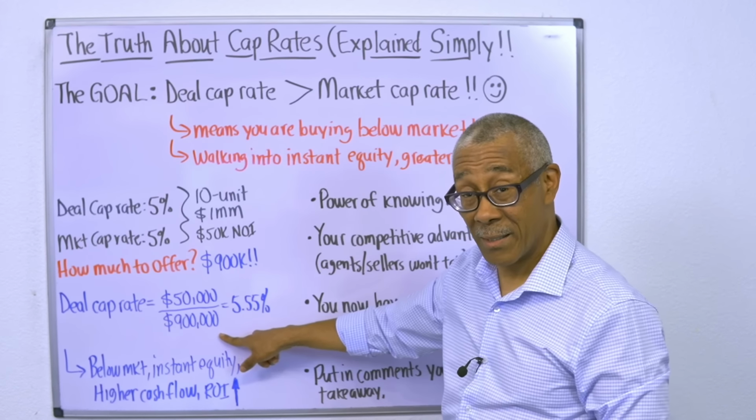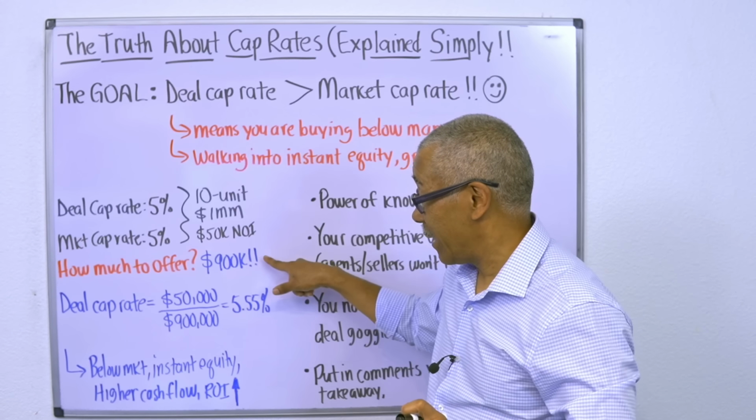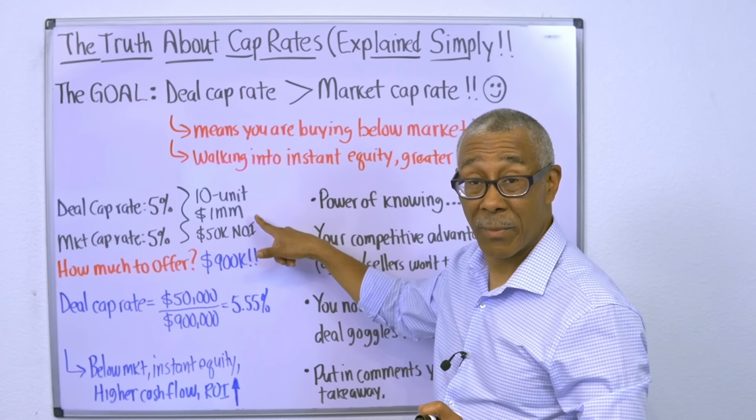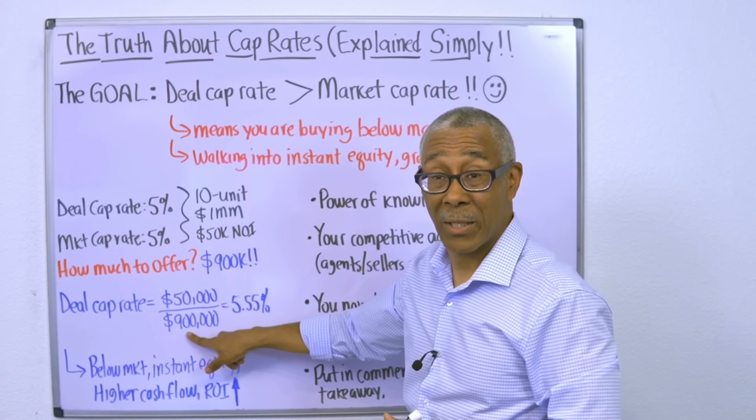I'm buying it below market. I'm walking in with an instant equity of $100,000. I'm buying it at $900,000, but it's worth $1 million. And subsequently I'm going to have higher cash flow because I'm going to borrow less money. So my mortgage payments will be less, boosting up my cash flow and my total ROI. Cap rate and cash-on-cash return go up because you offered something lower.